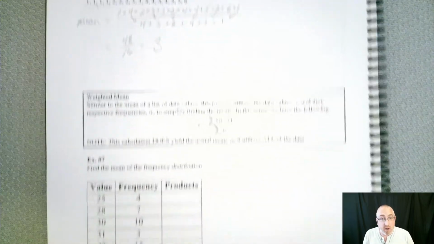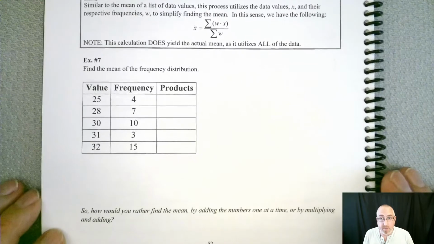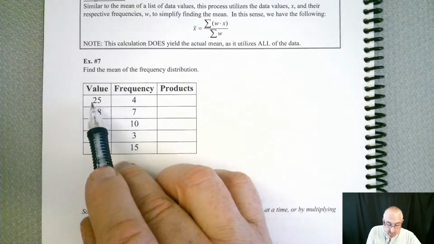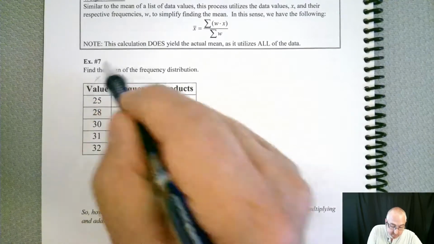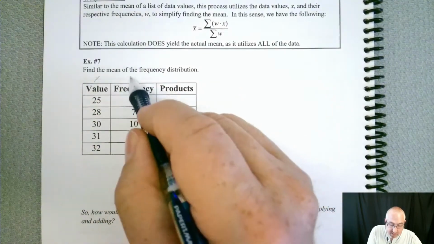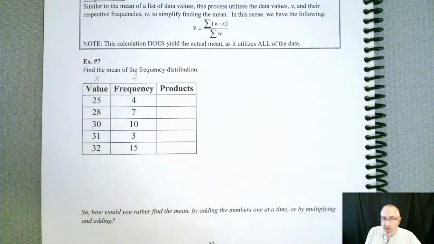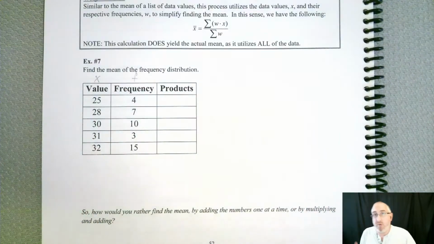So let's try it out on a little bit different problem. We got our values. This is like our x, and this is our frequency, like our w or f. I'm going to start using f. I don't know why they use w, but they just do, for weight.